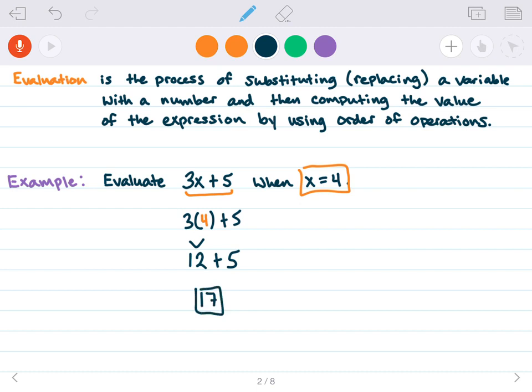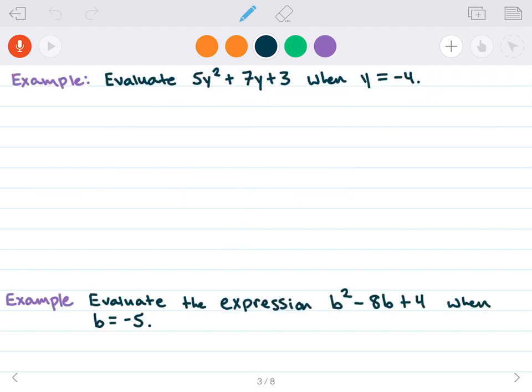Now it's important to know that we can evaluate with multiple variables as well. And so we're going to do some examples of those in a few more slides. Let's practice where we're evaluating with one variable. So here we have an expression 5y squared plus 7y plus 3, and we want to evaluate it when y is equal to negative 4.